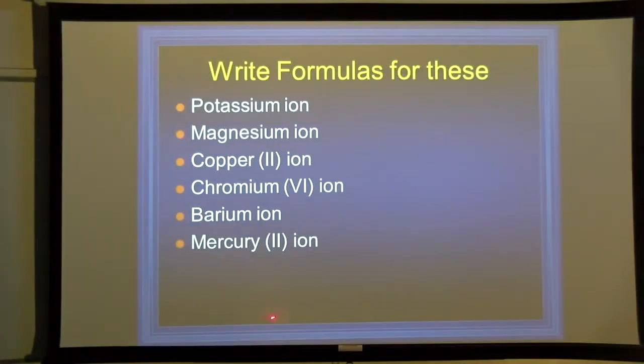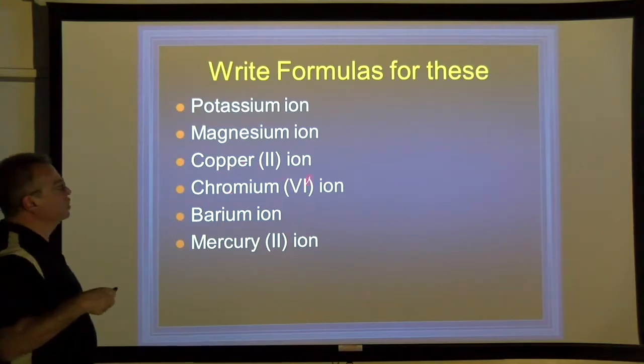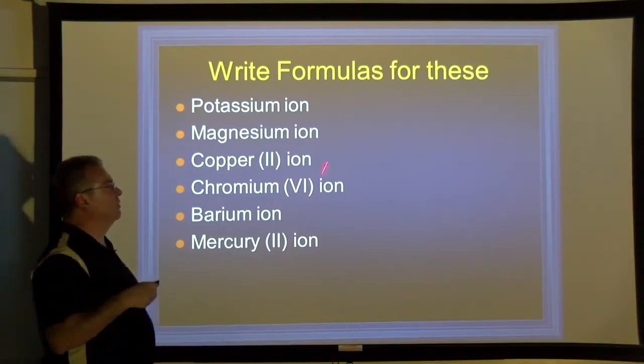So here are examples of using the words. Now we're going to say, okay, what's the formula? A potassium ion is K plus. A magnesium ion is Mg with a +2. This one has a Roman numeral. That means there's more than one possible copper ion. This is copper with a +2. This one has like four different options. So this is chromium with a +6. You have to know your Roman numerals.